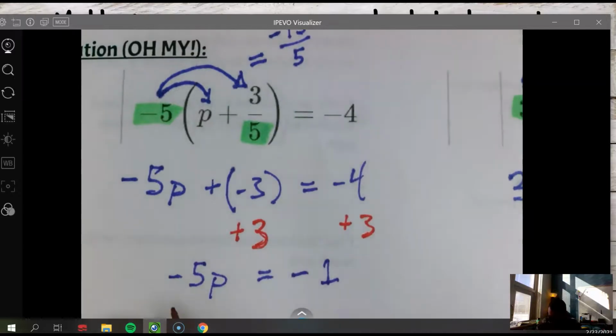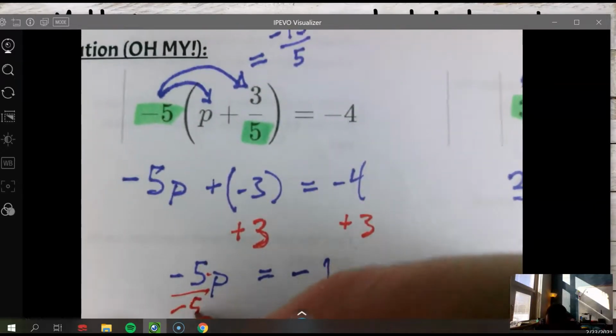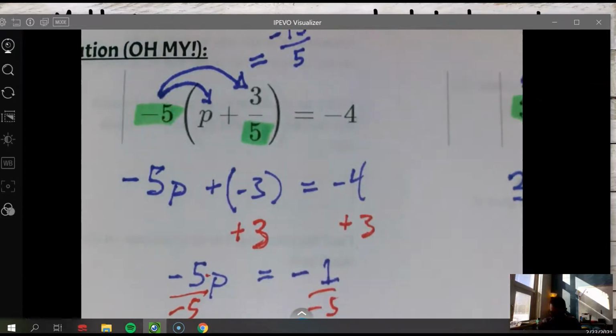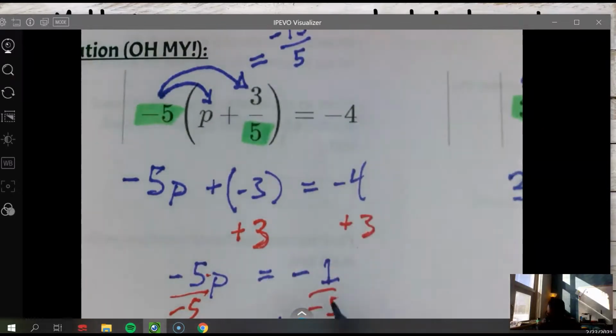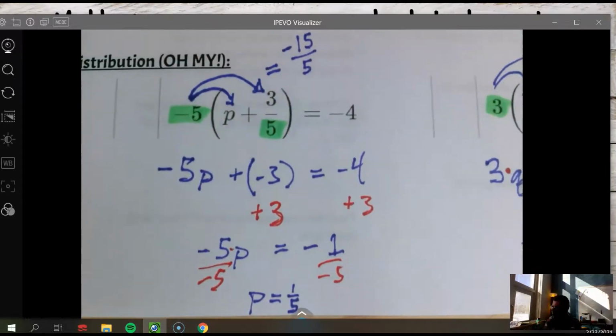Yeah, this is multiplication, guys. So we divide by negative 5, divide by negative 5. P is 1/5, right? Because a negative divided by a negative, P is 1/5.